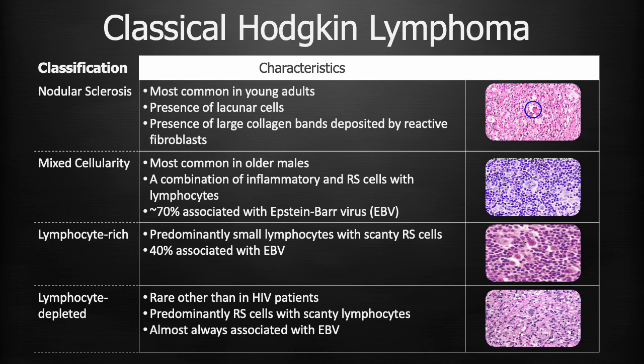Lymphocyte-rich Hodgkin lymphoma. This is not a common subtype with predominantly small lymphocytes. About 40% of cases are associated with EBV. And lastly, we have lymphocyte depleted subtype. This is a rare subtype except in HIV positive patients. There is a dominance of Reed-Sternberg cells with a sparse number of lymphocytes. It is almost always associated with EBV.